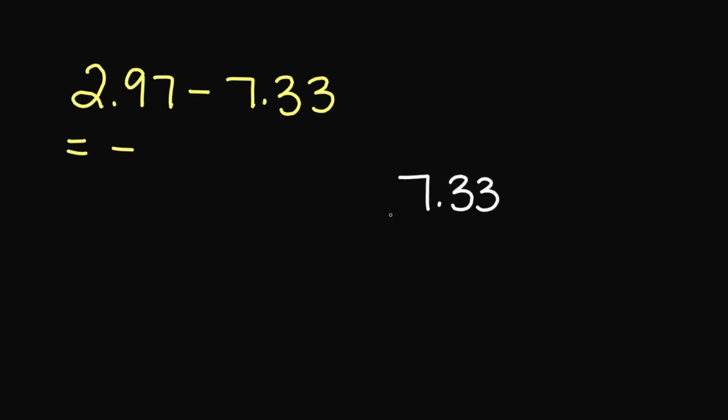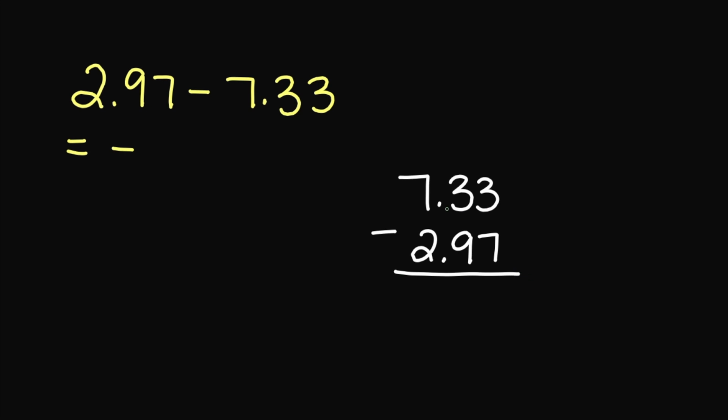Let's try 2.97 minus 7.33. Okay, we already know we're going to get a negative answer because you're taking a larger number from a smaller number. First, I'm going to rewrite this problem and we're going to add 7.33 first, and then I'm going to subtract 2.97 and put that at the bottom.